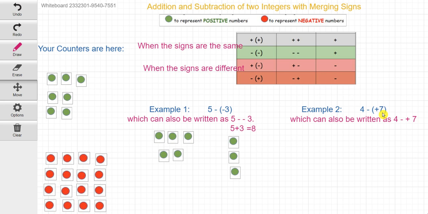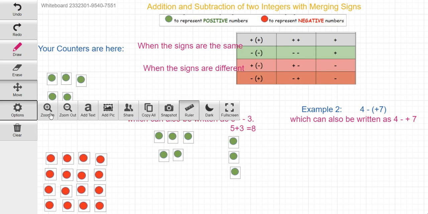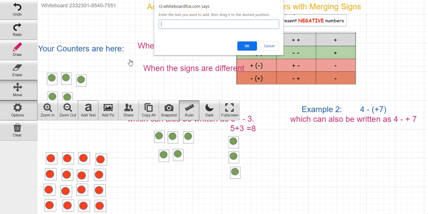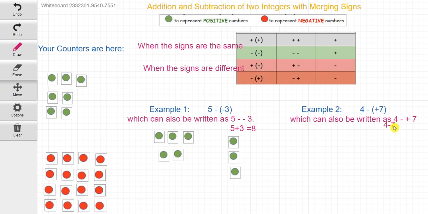Now if we draw back to the table, right at the top here, we remember that when the signs are different, what would our result be? Yep, that means we're going to change the sign to a negative. So since we have a negative and a positive here, which can also be written this way, I'm going to change these two signs to create one sign, and that is going to give us positive 4 minus 7. Excellent, guys. Good. So we can go ahead and represent that.